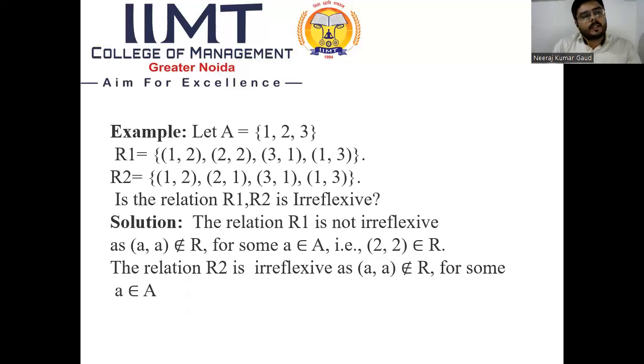Let's take another example. Let A consist of 1, 2, 3. And we're defining two relations, R1 and R2. R1 is (1,2), (2,2), (3,1), (1,3). R2 is (1,2), (2,1), (3,1), and (1,3). Is the relation R1, R2 irreflexive? It is clear from R1 that 2 forms a loop, that is (2,2), hence this is not an irreflexive relation. Whereas in R2, no element forms a loop itself, this implies R2 is an irreflexive relation.